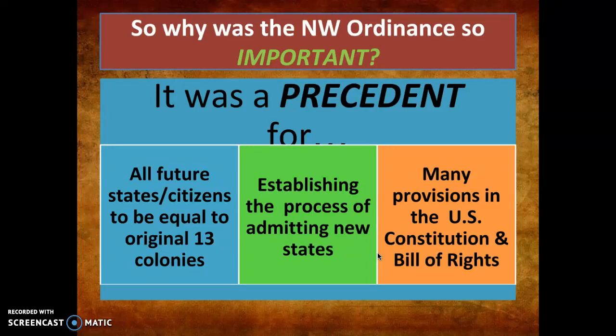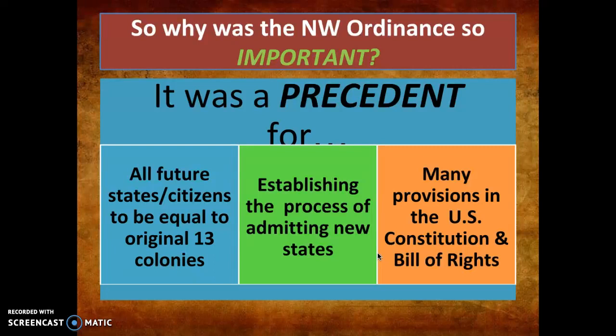So really, the Northwest Ordinance was important for several reasons. It set a precedent, or an example, for the future government of the United States. We know that we replaced the Articles of Confederation with the Constitution, but a lot of the decisions and the laws that were put in place under the Northwest Ordinance were worked out really well, and so we adopted them into the Constitution and the Bill of Rights.